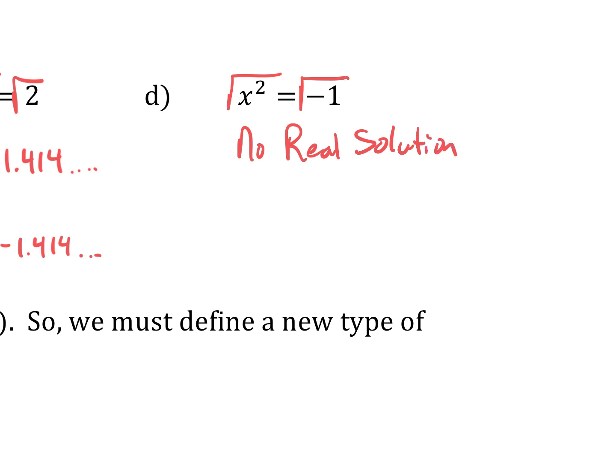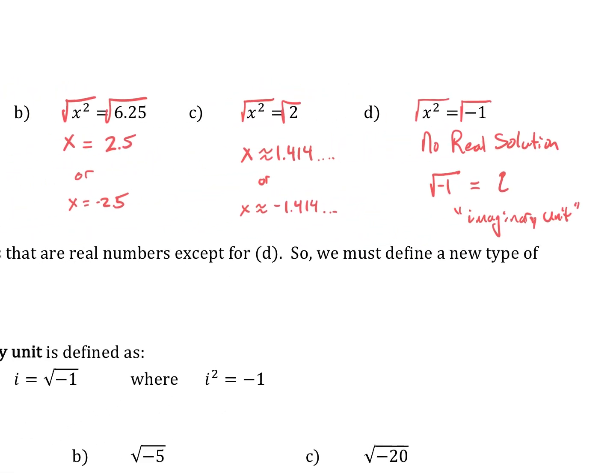However, what mathematicians have done in the past is said, well, we need to move forward here. We're not happy with just saying there's no answer. So let's just make up a number, kind of, and let's just call this i. We'll give it a name. Whenever we hit the square root of negative 1, we'll call that i, and we call this our imaginary unit. All right, the square root of negative 1 is i, which is our imaginary unit. And that's going to allow us to move forward.